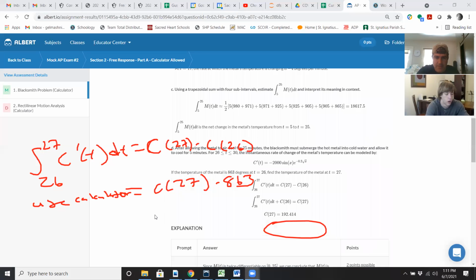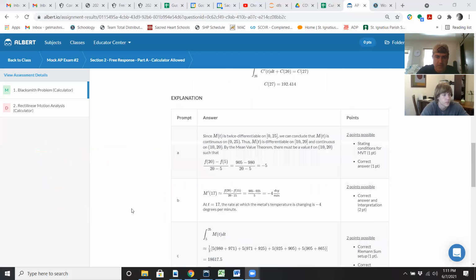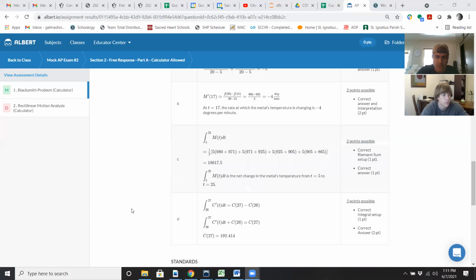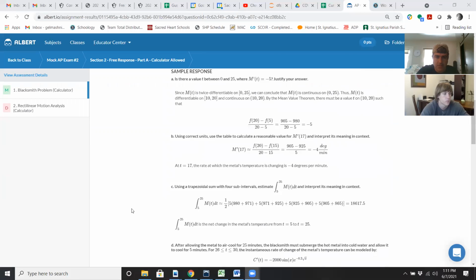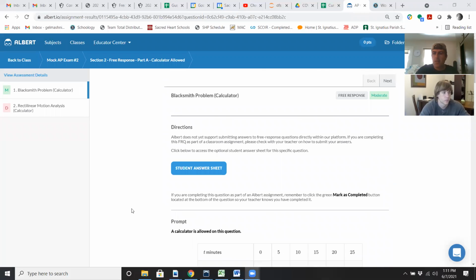Oh, plus 863, my bad, plus 863. So I get 192.414, because I have to add the 863 over to the other side. Okay, so we're okay now. Okay, so let's try this next.